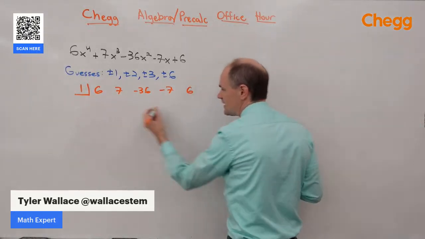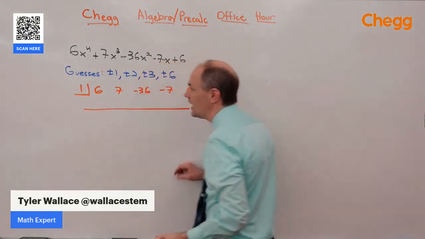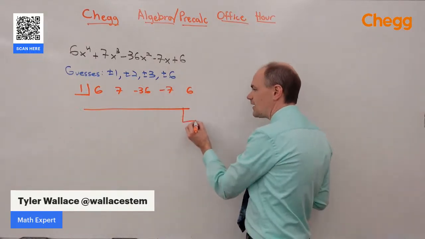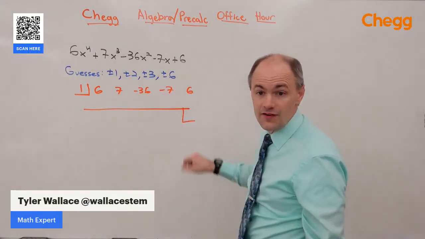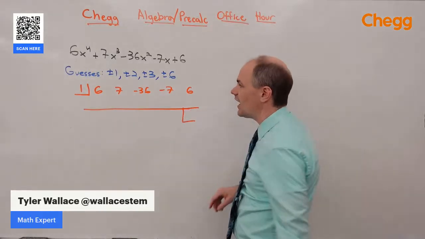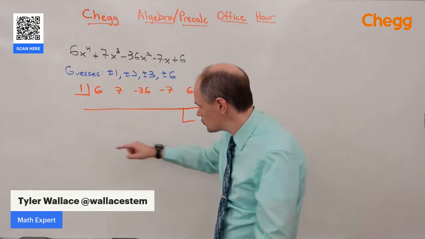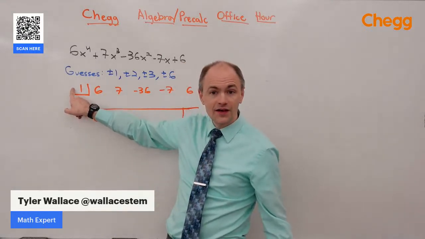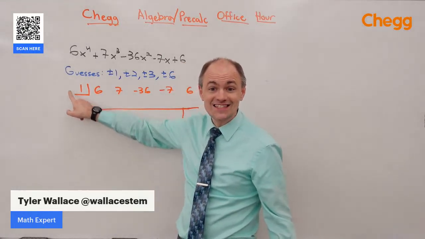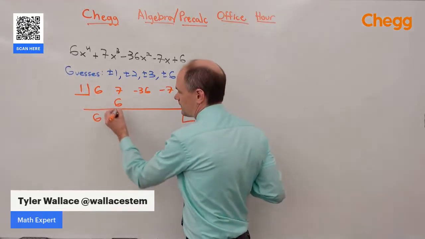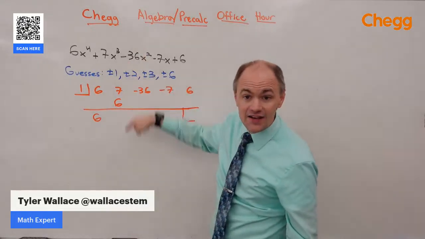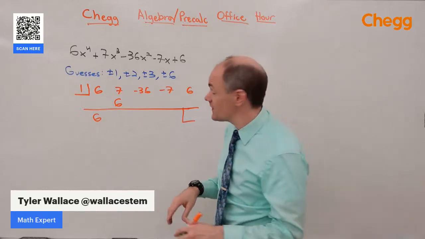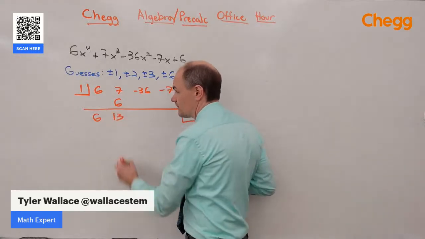Now we're going to leave a space, leave a row, and put an equal sign. And the goal is to end up with a 0 in the very bottom box. How that's going to work is we bring that 6 straight down, and it's going to get multiplied by the number in this top left box. 6 times 1 is 6. And then we're going to add the 2 numbers that we end up with. 7 plus 6 is 13.